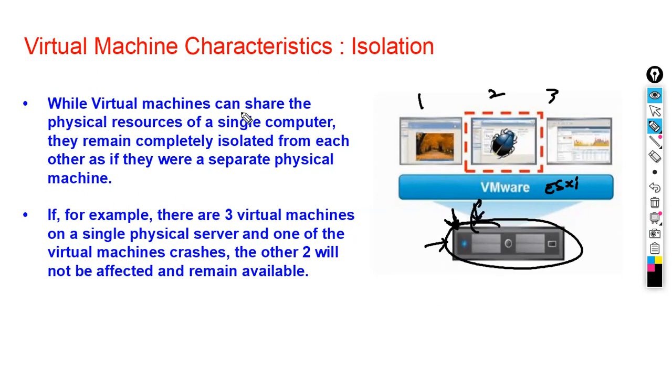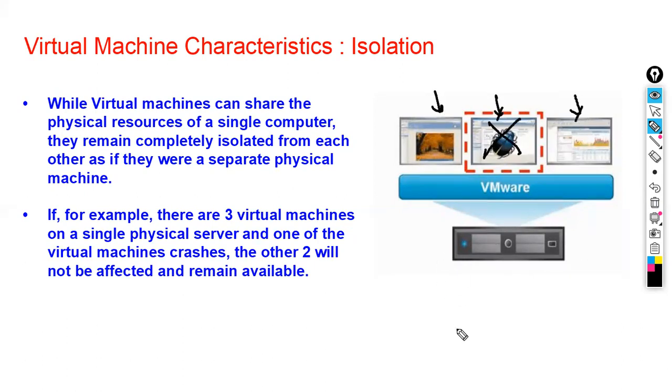So while virtual machines can share the physical resources of a single computer, they remain completely isolated. Even though they are getting the resources from the same computer, they are completely isolated. So let us say if this machine goes down, it is having some issues, it will not affect the other virtual machines here because isolation is there. Even though they are sharing the same hardware, the virtual machines are isolated. So let us say this machine is having virus, it will not affect the other virtual machines.